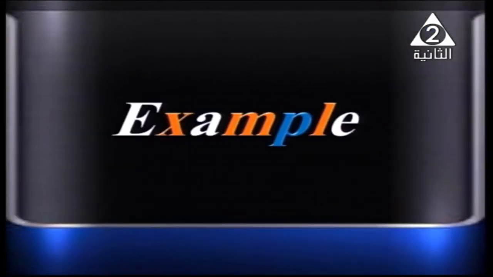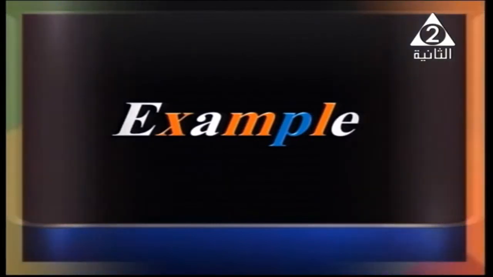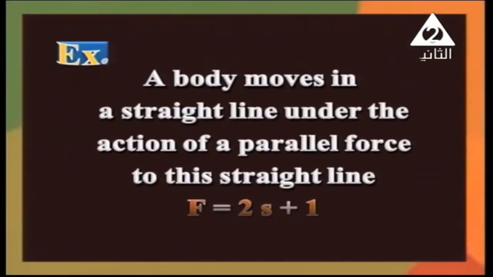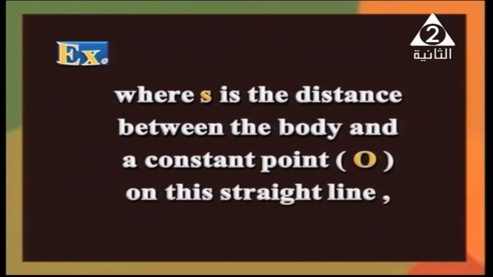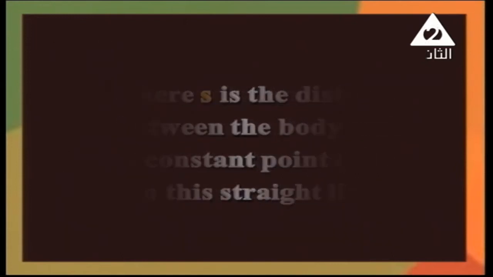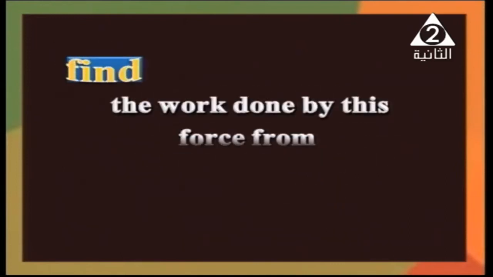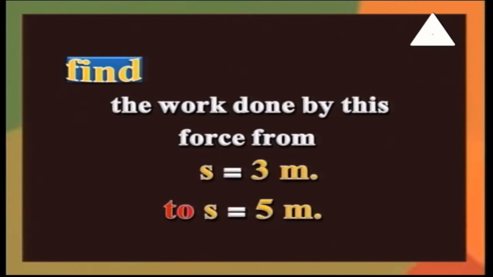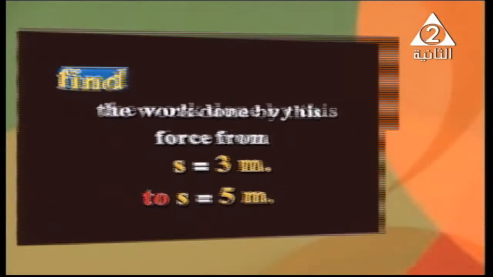Example: a body moves in a straight line under the action of a force parallel to this straight line, F equals 2s plus 1, where s is the distance between the body and a constant point O on the straight line. Find the work done by this force from s equals 3 meters to s equals 5 meters. Solution.